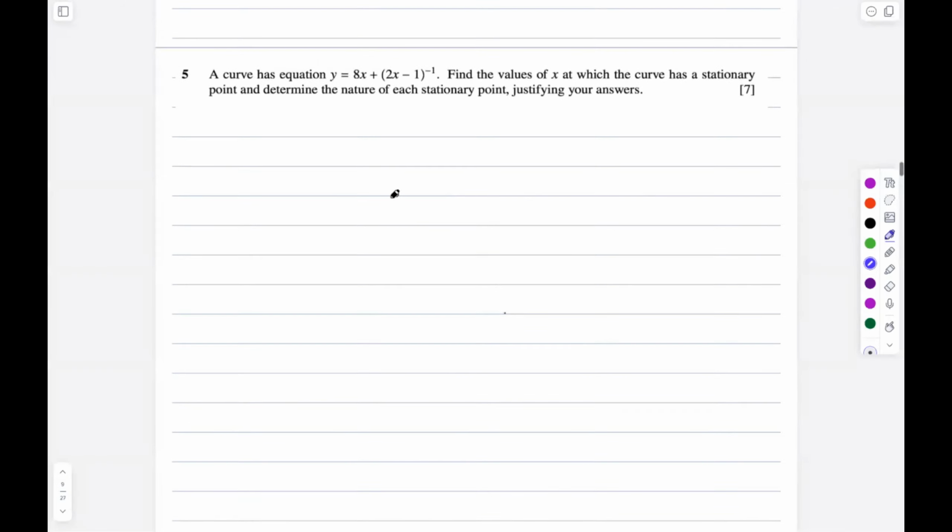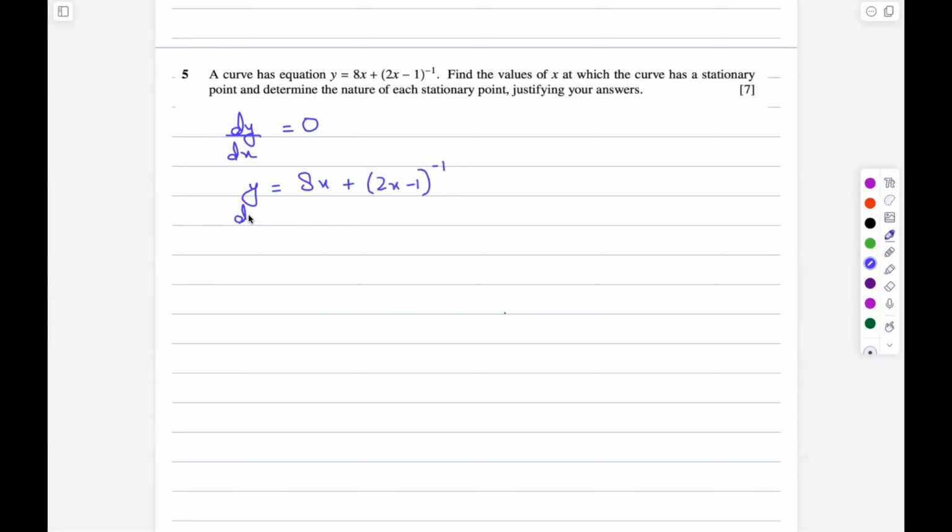In question 5, a curve has the equation y equals 8x plus (2x minus 1) to the power minus 1. We have to find the values of x at which the curve has a stationary point, and we have to determine the nature of each stationary point. Now, for a stationary point, dy/dx, or the gradient of the curve, is equal to 0. We know that the equation of the curve is 8x plus (2x minus 1) to the power minus 1.